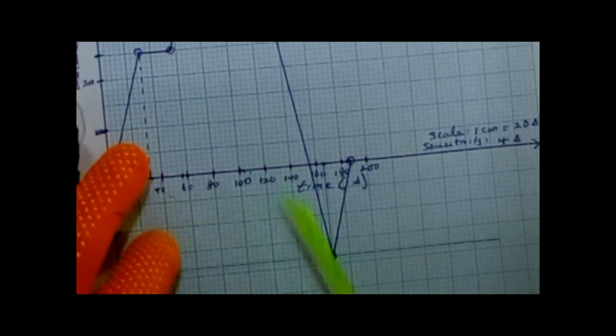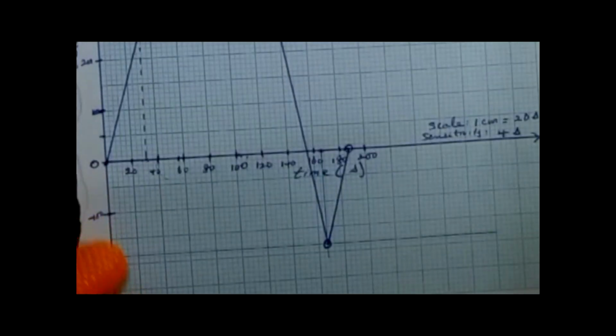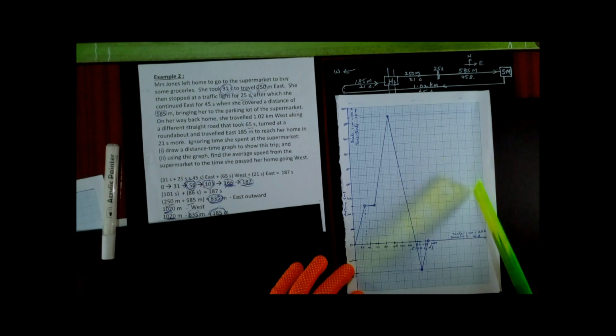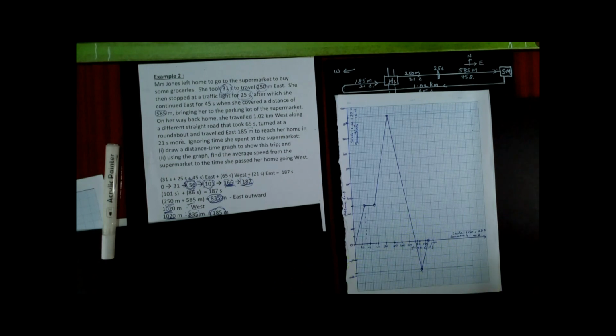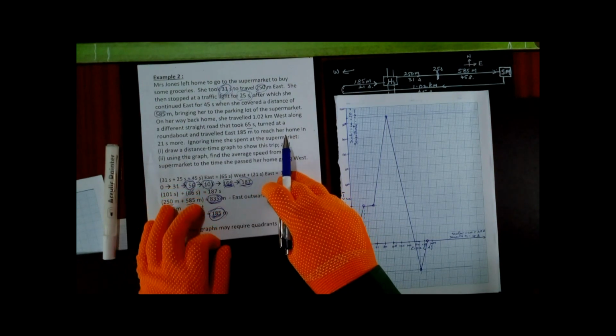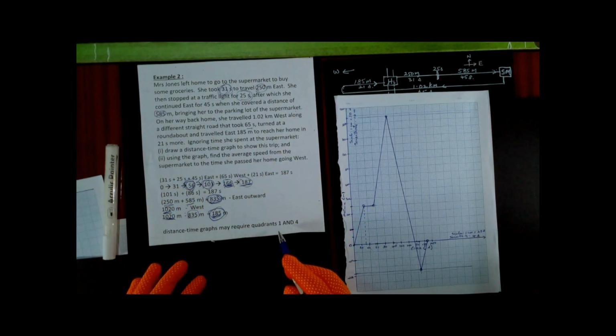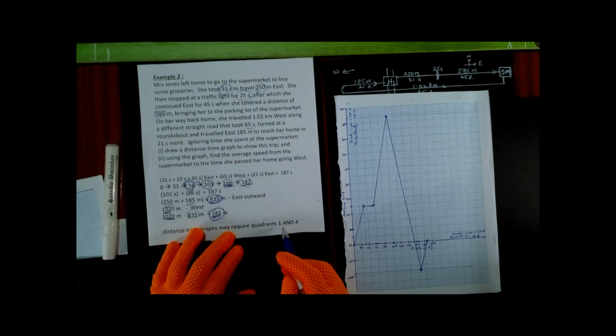As I said, this is a little more complicated than what you are expected to do for CSEC. You will not have to go into negative distance. You will just deal with up here. She goes out like that, stops and comes back like this, comes back like that, and stops here. But I'm just doing this as an example so you could see what may be required of you. All right, now that you did that, you did the distance time graph.